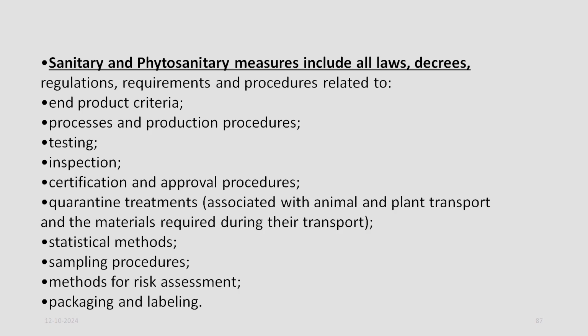Now, what are the sanitary and phytosanitary measures, which include laws and decrees, what it covers? So sanitary and phytosanitary measures include all laws, decrees, regulations, requirements, and procedures related to end product criteria. End product is like the finished product. Once the product is ready, that is what we mean by the end product. So it's like not simply the raw material, but the processed part, or finally once the stuff is ready for the market, that is covered under the definition end product.